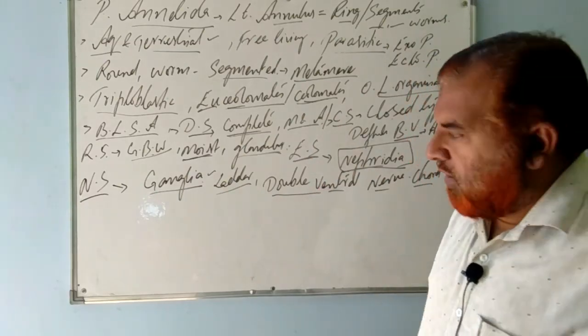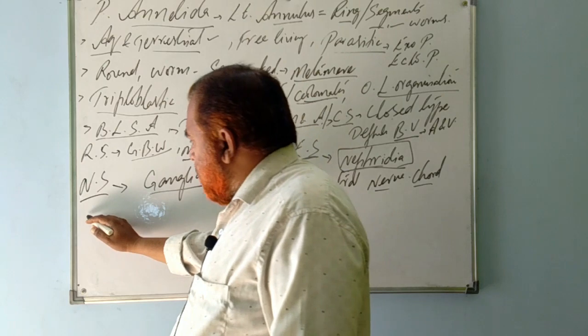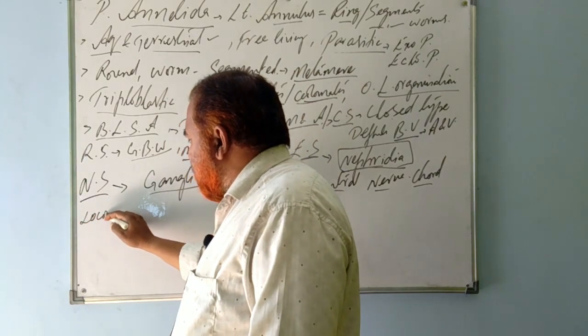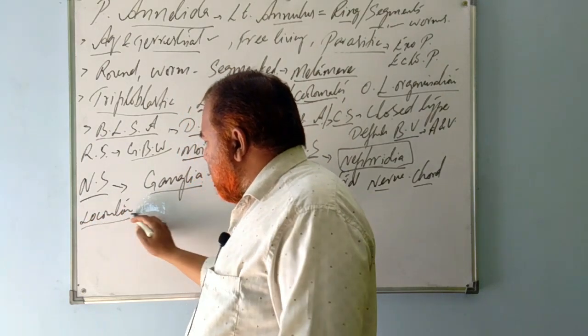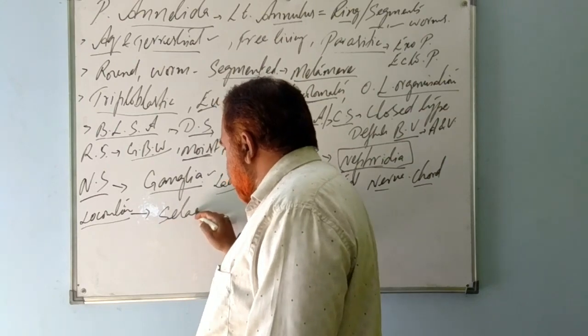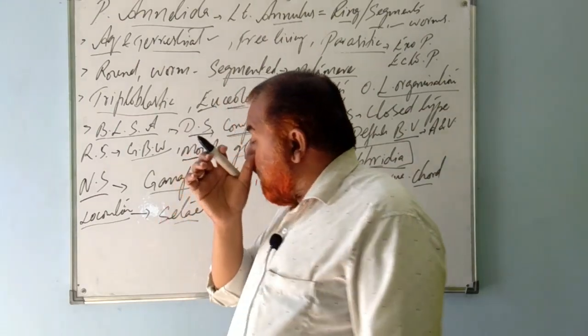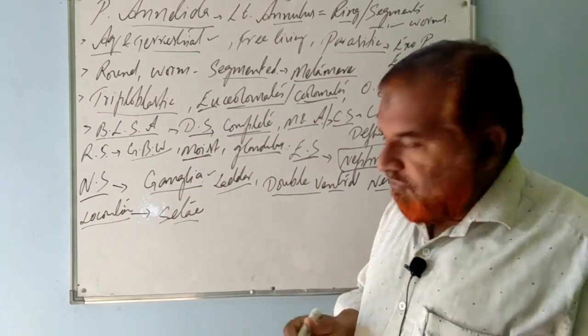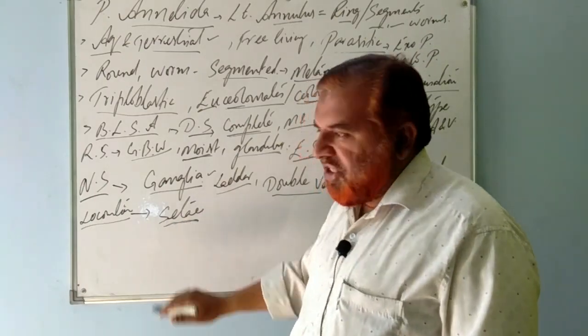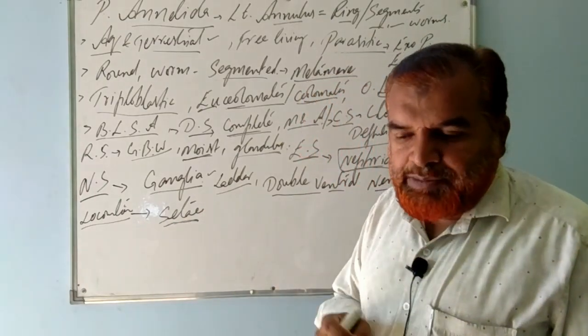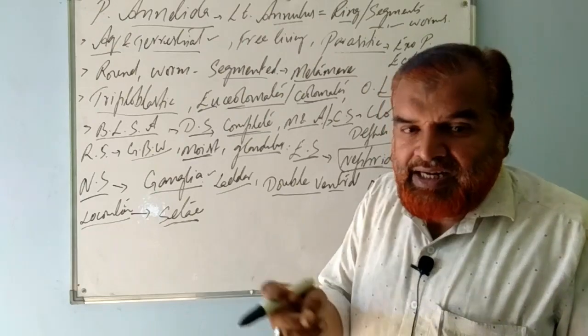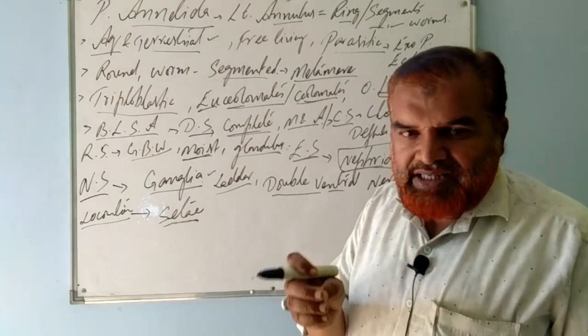I hope it's clear. Then it has locomotion. As far as its locomotion is concerned, there are special structures called setae. In the case of earthworm, we call them setae, internal muscular structures, internal locomotory structures, because in earthworm you don't find external limbs or legs or podia.